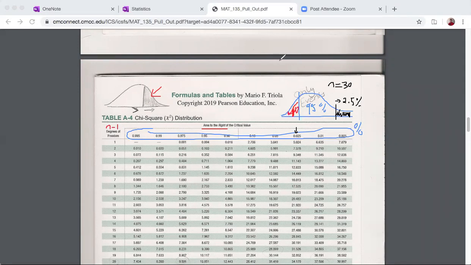That way I don't have to scroll and move all my things around. Let's do a sample that we can actually see. We'll do a sample of 20, so that way I'm right on the bottom here. Which means my degrees of freedom is 19. So I come over from 19, I come down to 0.025, and there is my critical value. It looks like 32.852.